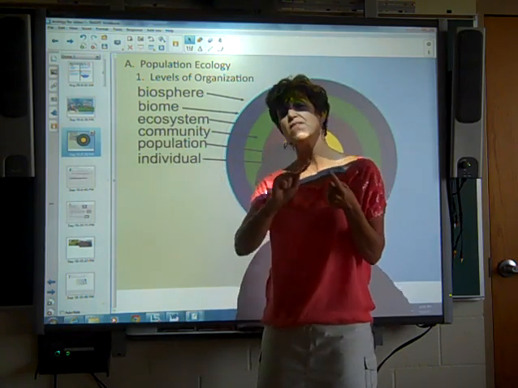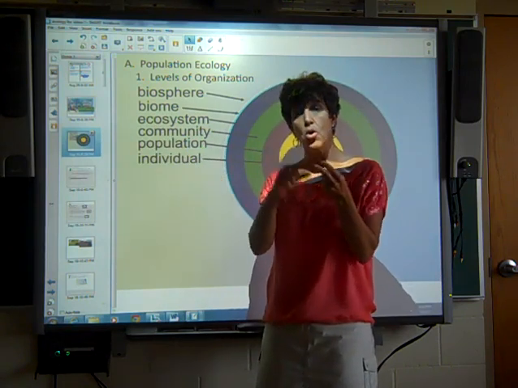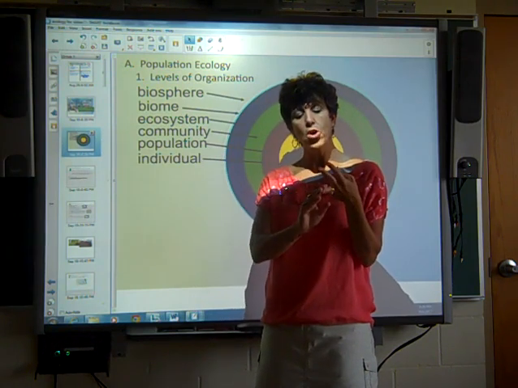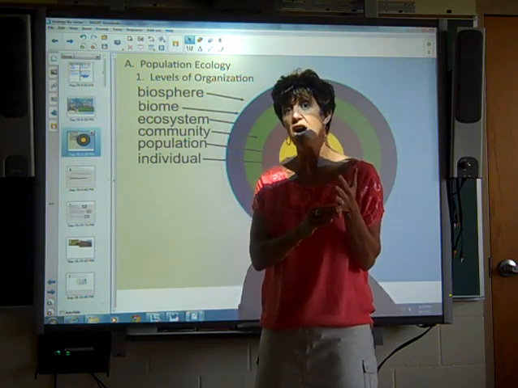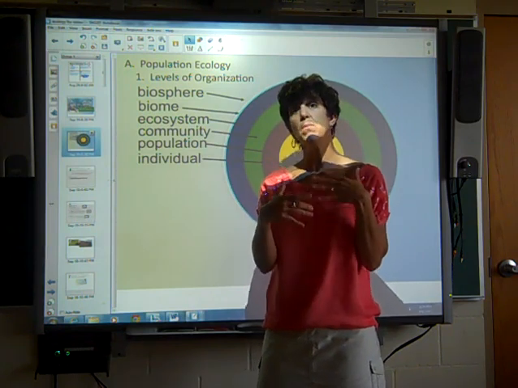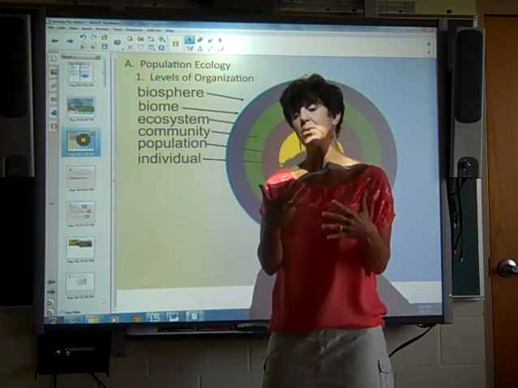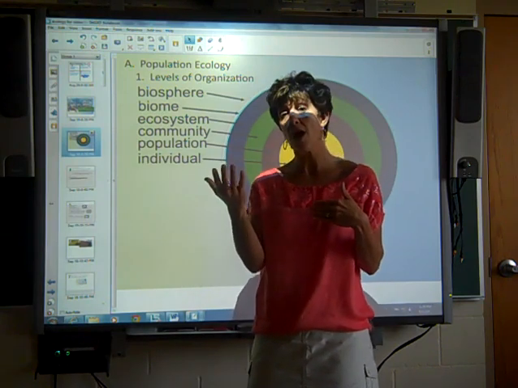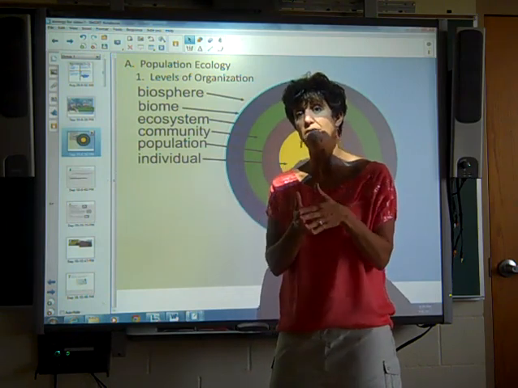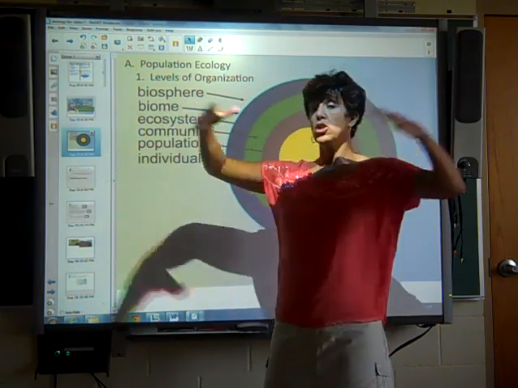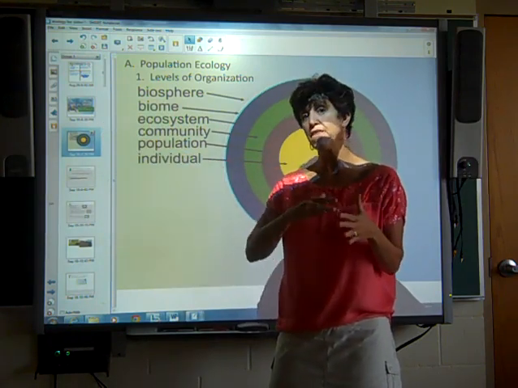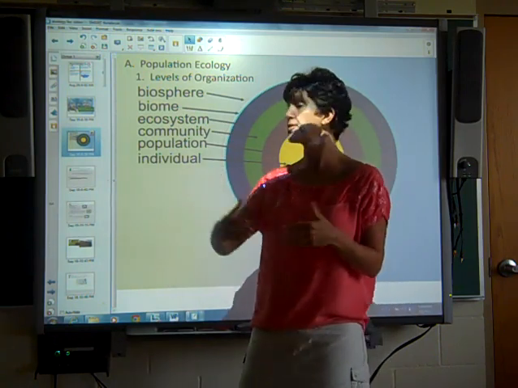A biome, you can think of a biome as a tropical rainforest, or here a temperate deciduous forest, or you could look at a taiga or a tundra, grassland. All of those are examples of biomes. They have very typical predictable weather patterns and predictable living things. Flora are the plant life, fauna are the animal life. You can predict the flora and the fauna of a biome. Above that, the largest level, when we take everything into consideration, is called the biosphere. So everything on Earth and its atmospheres.